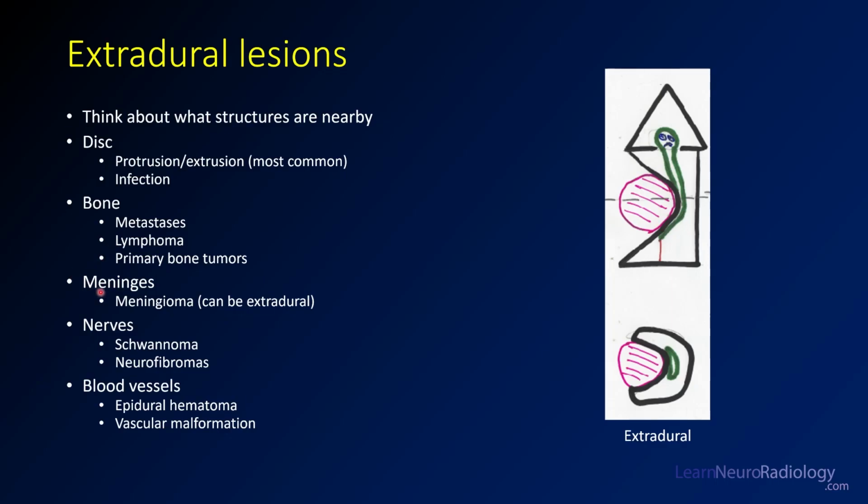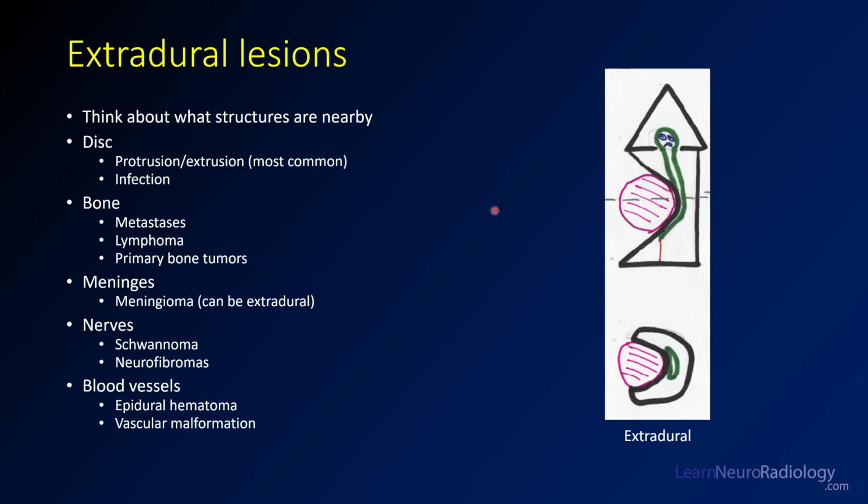The meninges, so the dura themselves, like meningiomas, for instance, can have extradural components. The nerves, so you can have nerve lesions such as schwannomas and neurofibromas. These are the lesions we collectively refer to as nerve sheath tumors. And think about blood vessel abnormalities as well, like epidural hematoma, so vascular things, or vascular malformations such as dural fistulas and things like that.